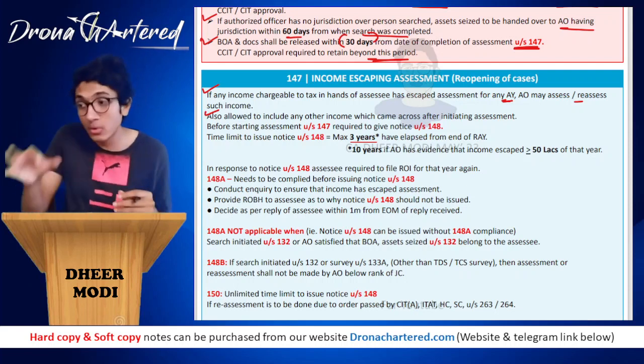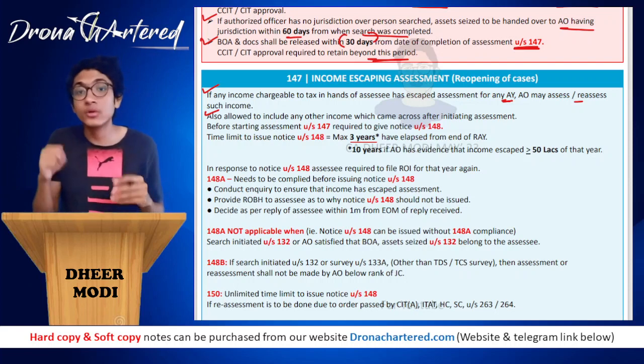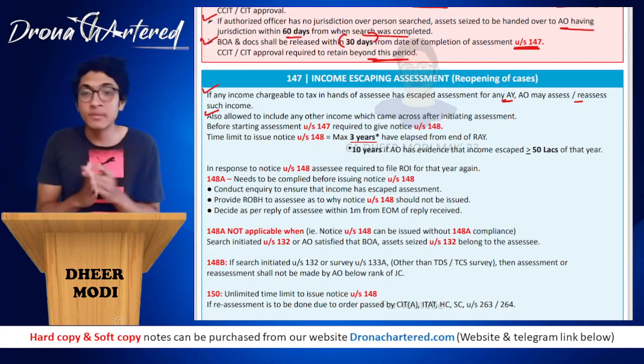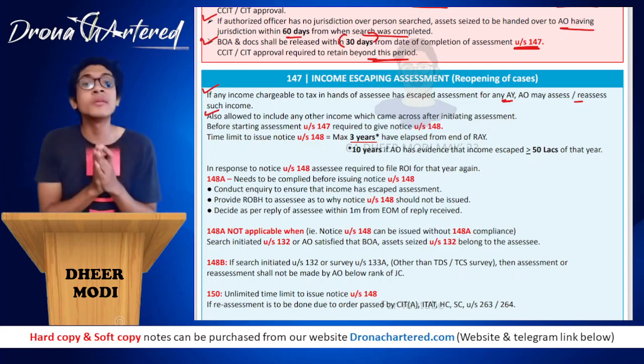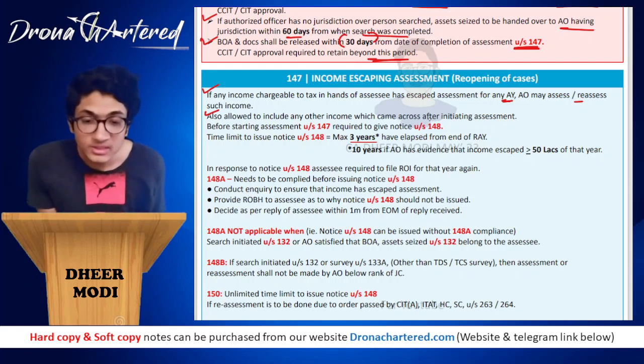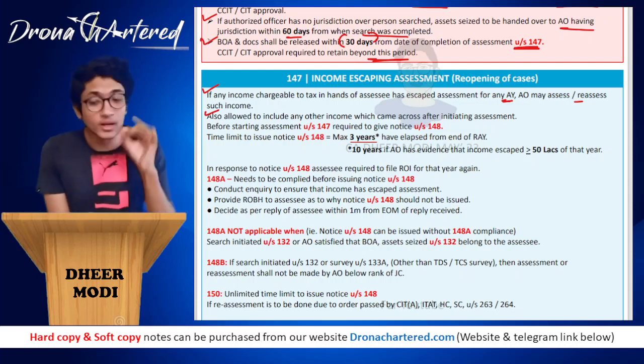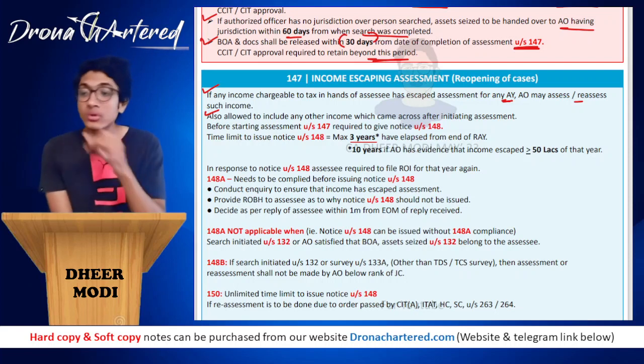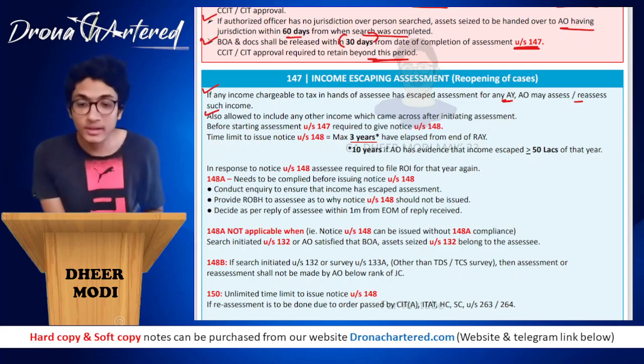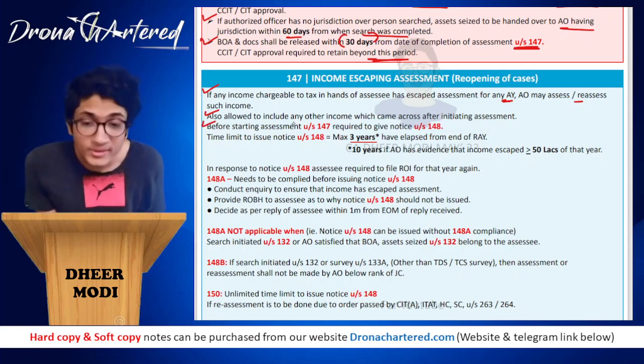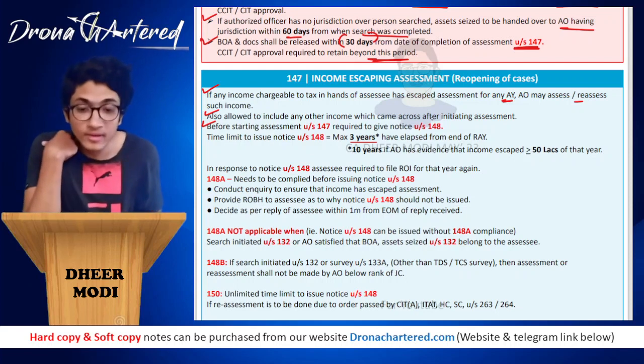For example, if the AO knew that this income has not been included, but as he dug deeper, he also found that all of these incomes have also not been included. In such a case, he will be allowed to include those incomes also, even though the reason for starting the assessment was another income. Before starting assessment under section 147, you have to give notice under section 148.